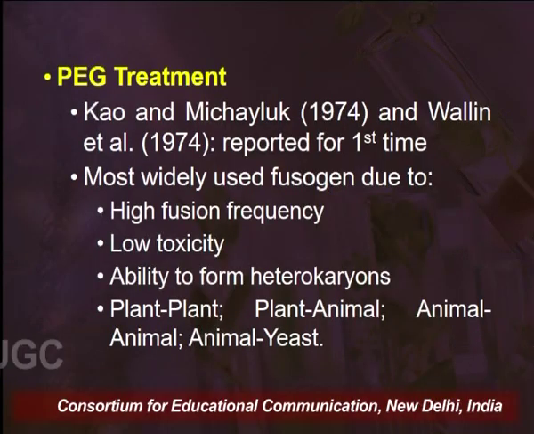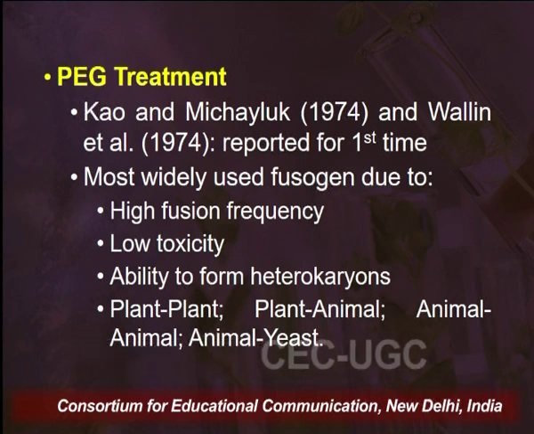Second chemical induction method is by treating the cells with polyethylene glycol, and this method was developed in 1974 by Kao and Michayluk, whereas Wallin in the same year also reported the use of PEG for the fusion of protoplast. And the success of PEG treatment was such that it has now become the most widely used fusogen for fusing the protoplast. Why has it become most widely used?